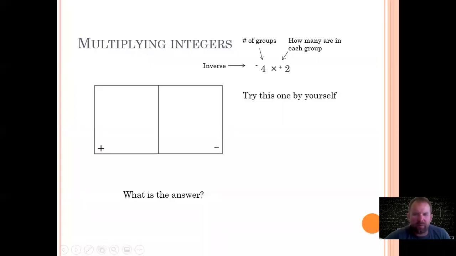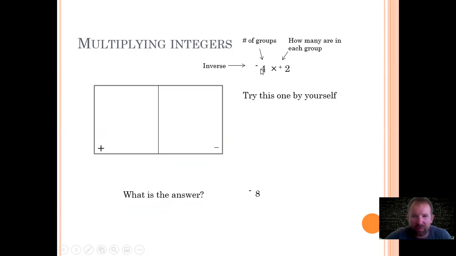All right, everybody, now that we've had a second to look this over and try it on our own, let's talk about it. So in this instance, we're going to have 4 groups of 2. So we're going to go ahead and put up 4 groups of positive 2. So we'd have 1, 2, 1, 2, 1, 2, 1, 2.